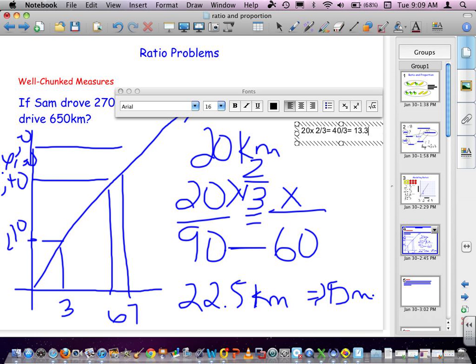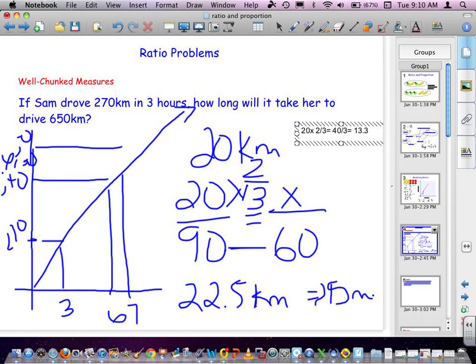Another way that you could have done this is to figure out that if I can drive 270 kilometers in 3 hours, then I'm going 90 kilometers an hour. And then you can divide 650 by 90 and you should get the same answer. Right? Now, what will happen is when you divide your 650 by 90, you'll get a decimal that you then need to figure out is what part of an hour, right? So you're going to get that decimal and multiply that by 60 minutes.